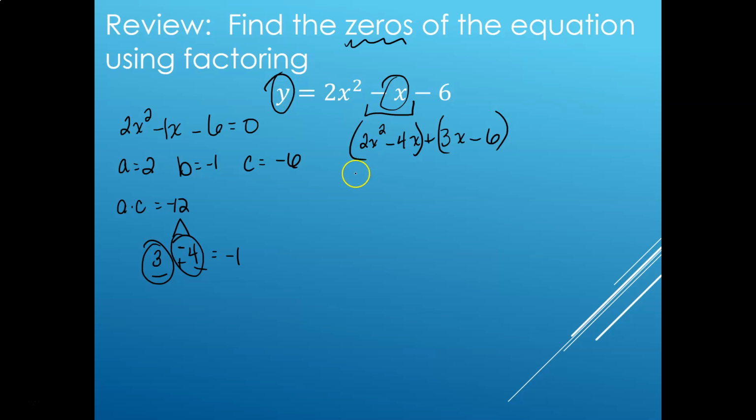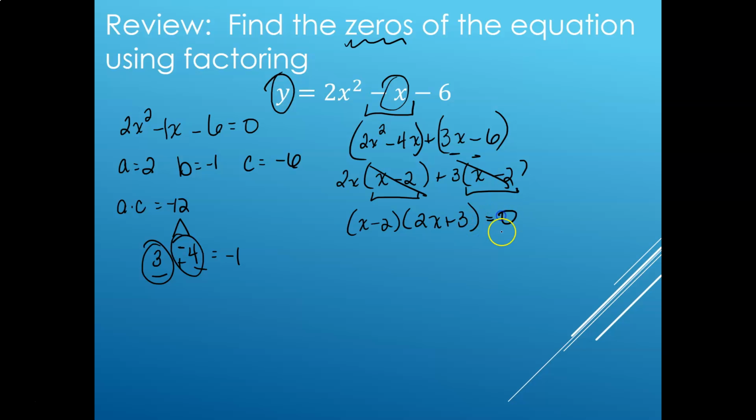The greatest common factor of 2x squared and 4x is 2x. 2x squared divided by 2x is x. -4x divided by 2x is -2. The greatest common factor of 3x and -6 is 3. 3x divided by 3 leaves us with x. -6 divided by 3 is -2. I know I've done this correctly because my two sets of parentheses match. That's my new common factor. I take it out, and that leaves me with 2x plus 3.